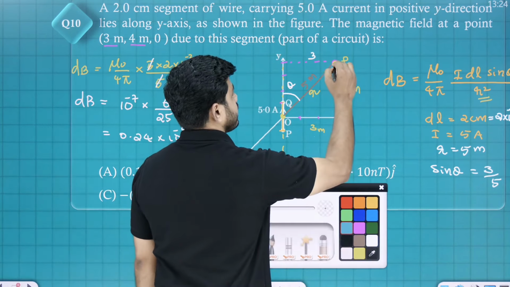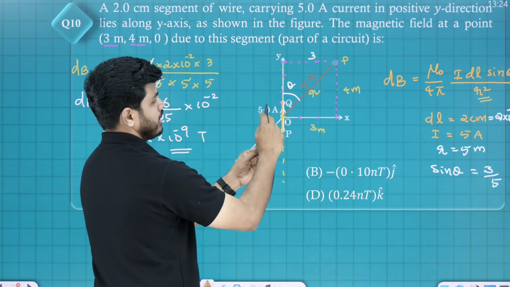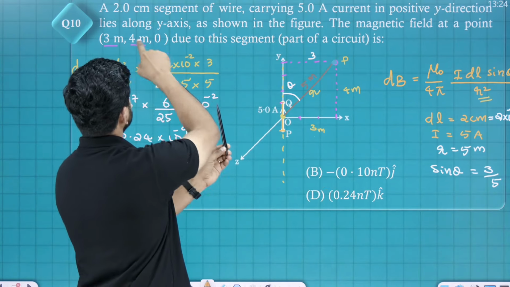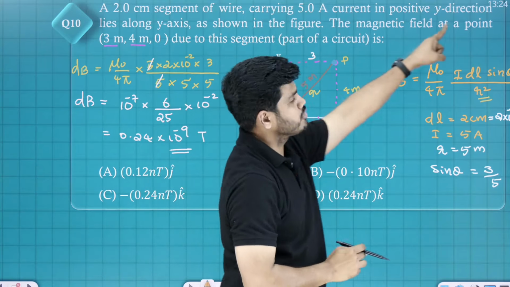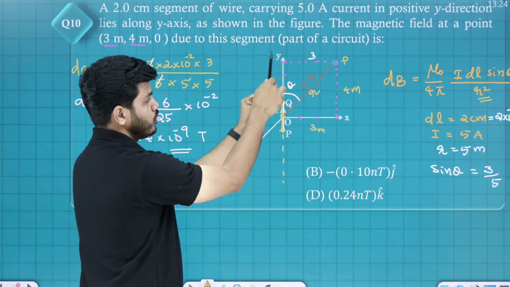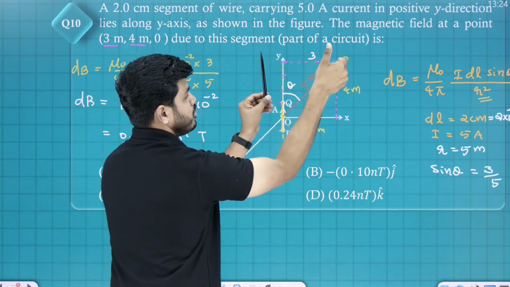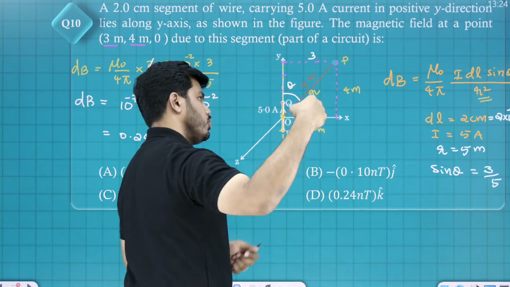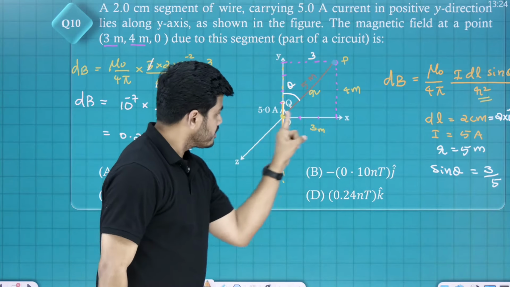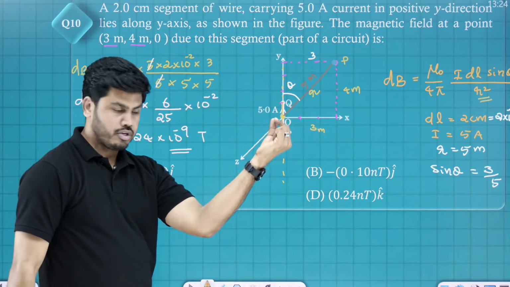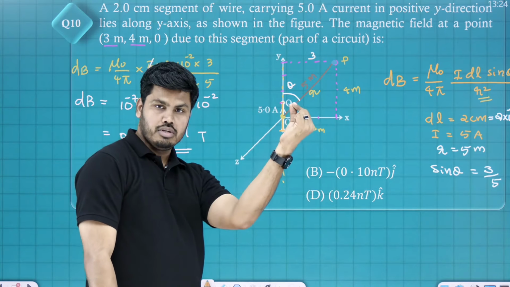What is the direction? If you have a current flowing along the positive y-axis, see, current is flowing in the positive y direction. According to the right hand thumb rule, the magnetic field at the point is going to be into the board. Into means going in. If this is x and this is y, z is out of it. Look at the diagram: z is out of the board, right?